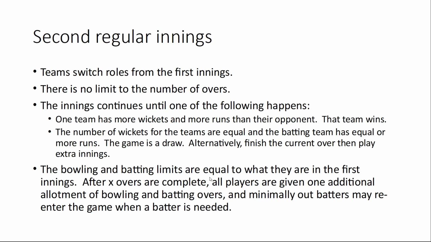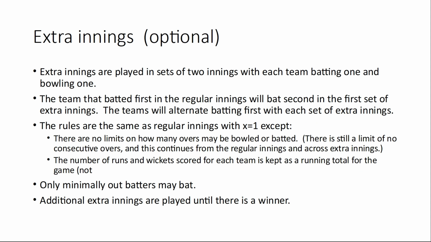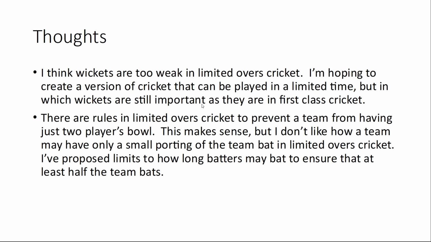All right. So that's the basic idea of the whole game. I've got a little bit of how extra innings could work if we wanted to have extra innings. Basically, you just set X equals 1. So we're going to play just the 1 over and then switch. And we're going to alternate which team bats first and which team bats second. And we're going to keep a total number of runs and wickets for the whole game, and basically just keep playing some extra innings until somebody meets the winning criteria.